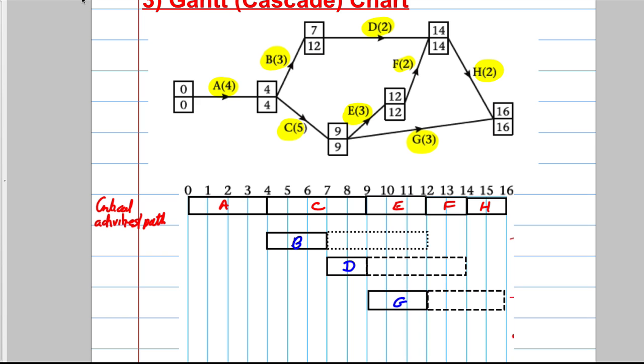So what this is telling us is that we can move B, as long as it happens anywhere between 4 and 12. So B can fit anywhere along there like that. What about D? D can fit anywhere starting at 7, anywhere along here like that. And lastly, it's telling us that G can fit anywhere along here like that.